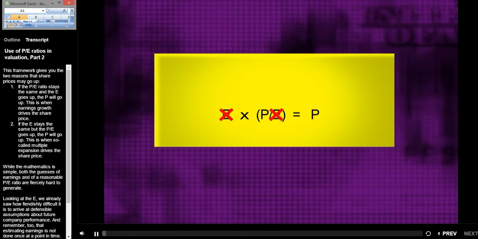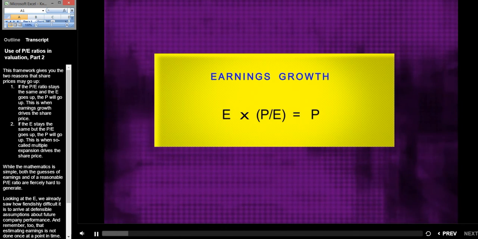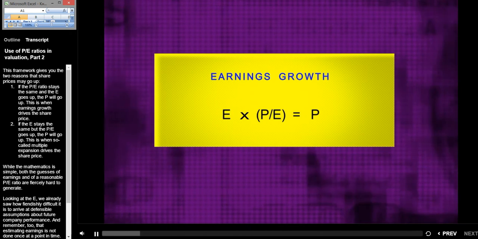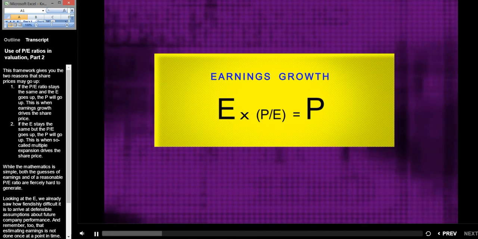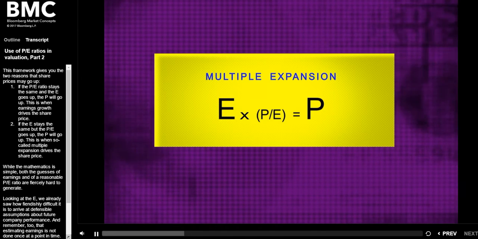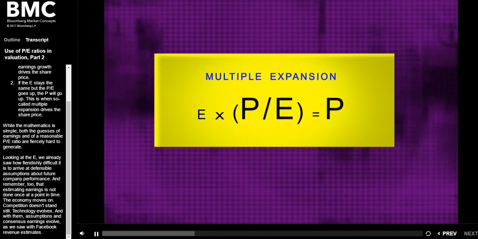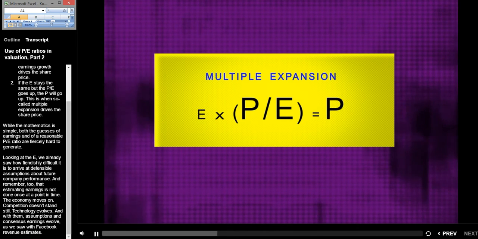This framework gives you the two reasons that share prices may go up. 1. If the P/E ratio stays the same and the E goes up, the P will go up. This is when earnings growth drives the share price. 2. If the E stays the same but the P/E goes up, the P will go up. This is when so-called multiple expansion drives the share price.